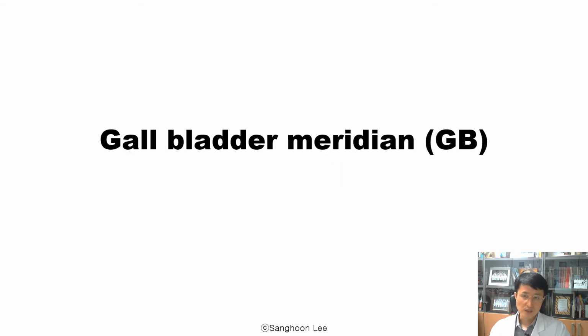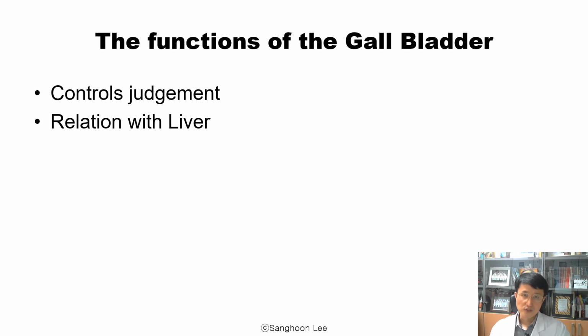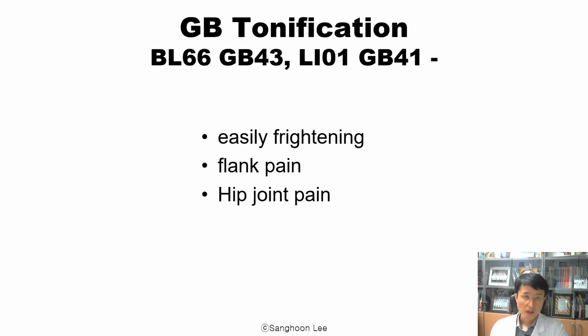Gallbladder meridian. The functions of the gallbladder: it controls judgment and it is related with the liver. GB tonification formula is reinforcing bladder 66, gallbladder 43 points, reducing large intestine 1, gallbladder 41 points. It can treat easy frightening, flank pain and hip joint pain.